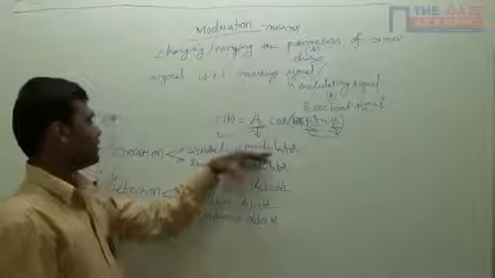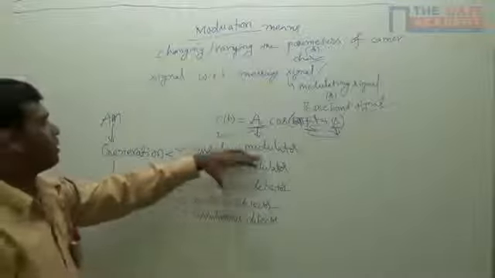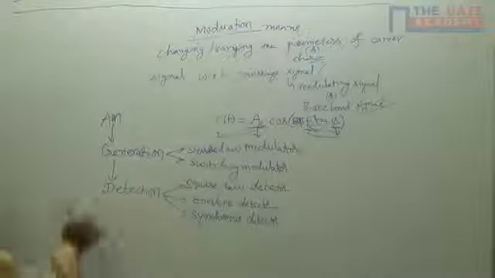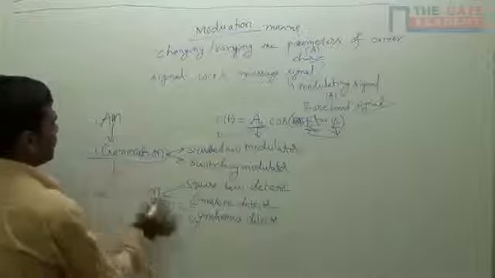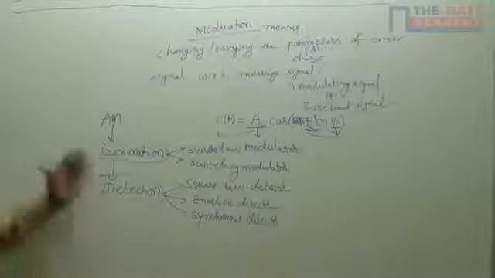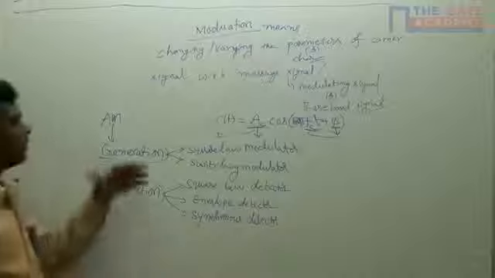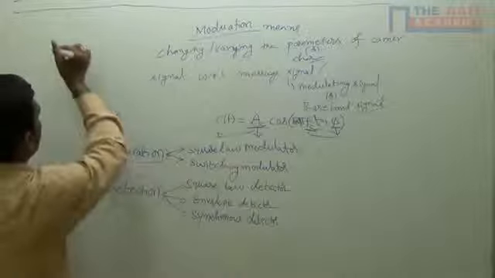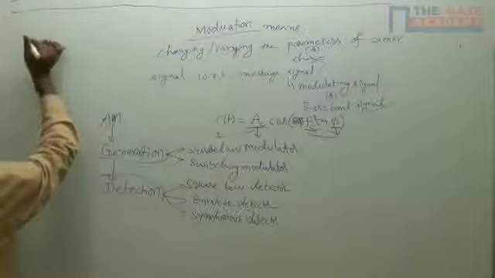And here the first one is the square law modulator, then the switching modulator. We'll see the square law modulator first. First we'll see the generation techniques and then we'll go for detection techniques. Today we will see in detail about these two techniques. Okay. The first one is the square law modulator.